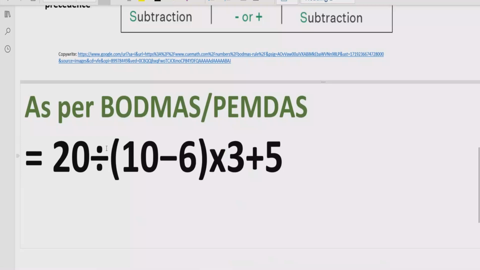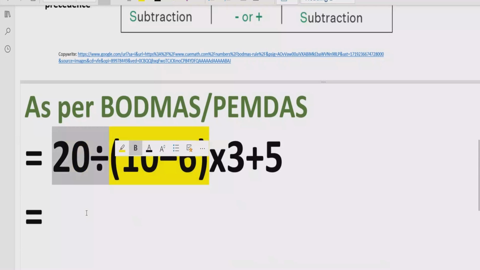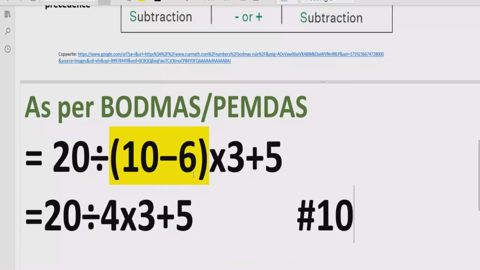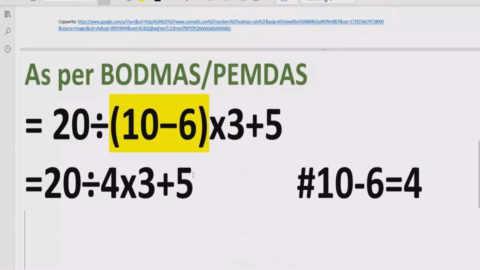According to the BODMAS and PEMDAS rule, first of all, we have to solve the bracket. So first we have to see this part, we will write as it is, and we will write 10 minus 6 equals 4, and multiplied by 3 plus 5, we will write as it is. And here we have the reference, 10 minus 6 equals 4. Now, move forward. Step number 2 is we have to solve the exponent and order of operation of the expression. Here we do not have any number which has the power, so we can skip this one.